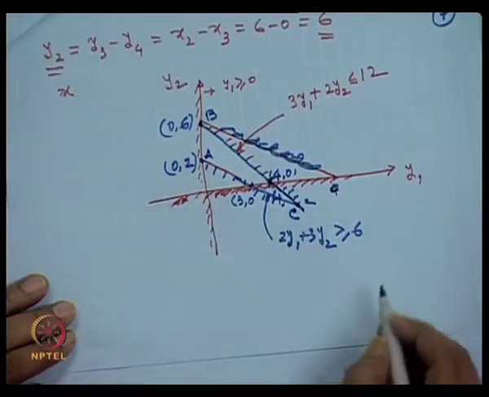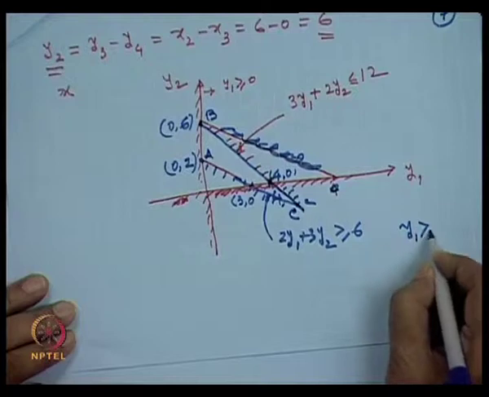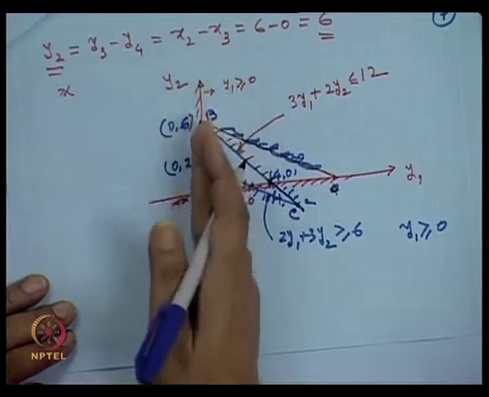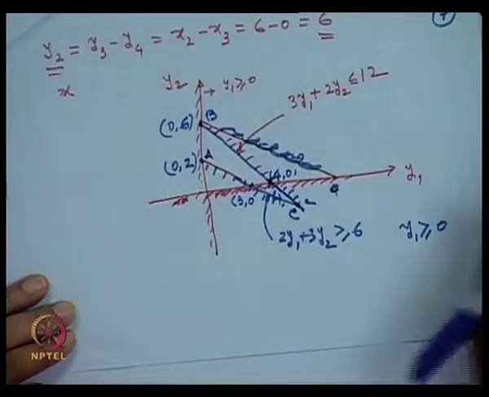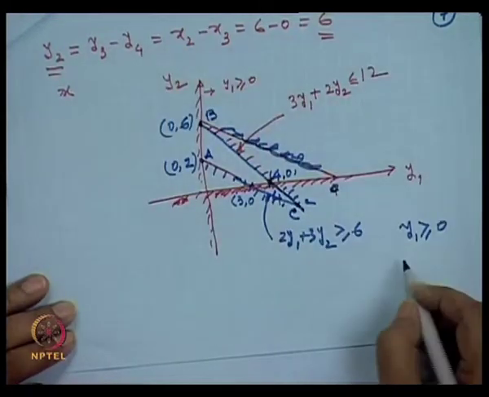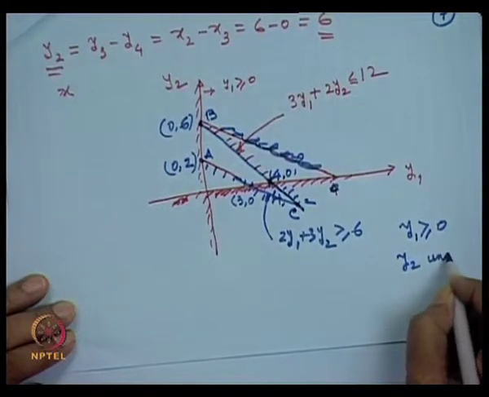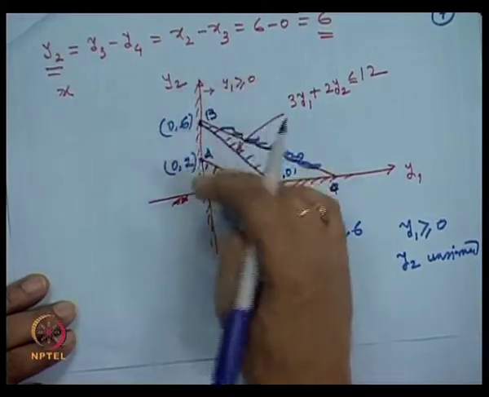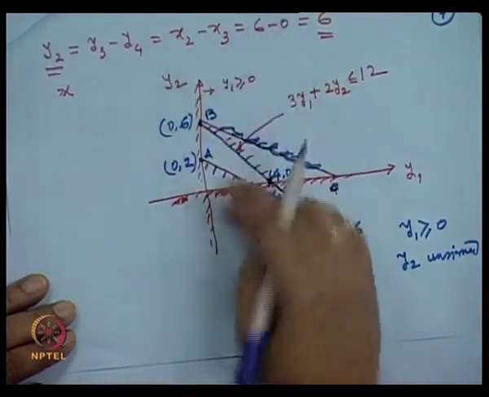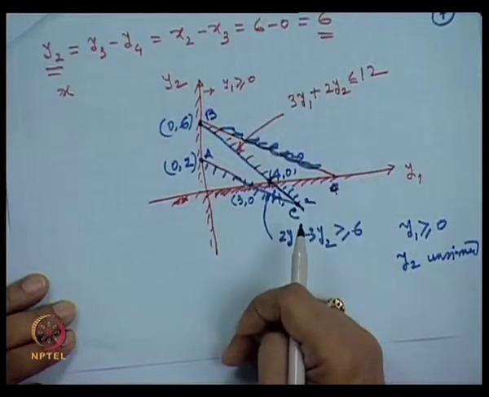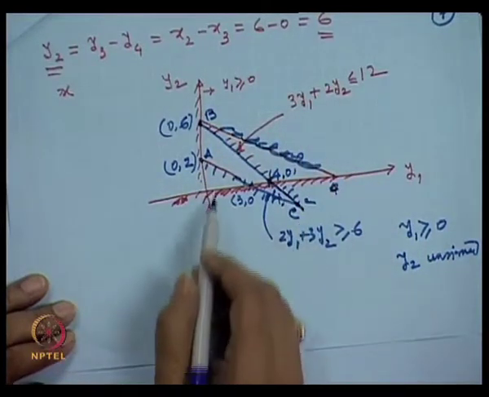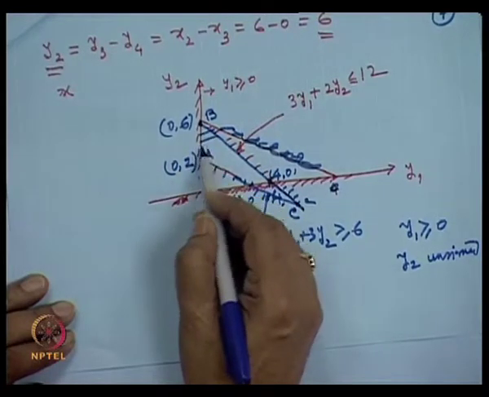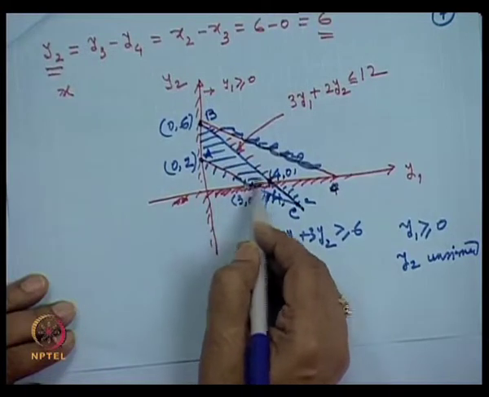Now, according to our problem, y 1 is greater than or equal to 0, that means y 1 indicates the right half of the vertical line, the whole right half of the vertical line, and y 2 is unrestricted in sign. That means y 2 value can be positive and negative, so it may be above this horizontal line, or below this horizontal line. So, if you see carefully, our feasible region is only this portion of the corresponding problem.